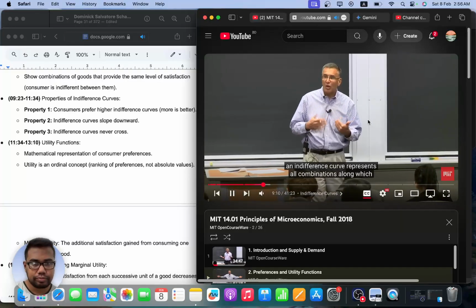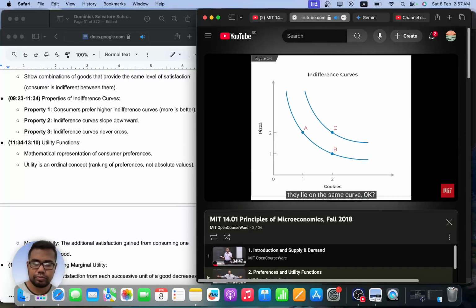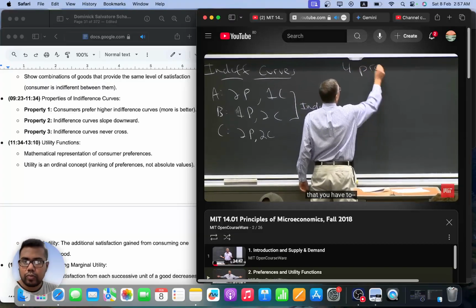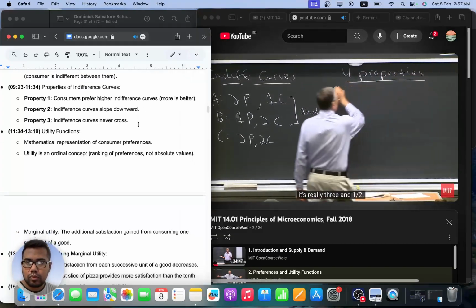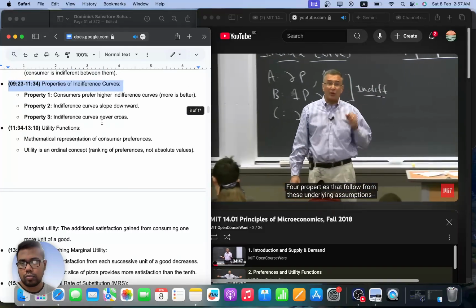An indifference curve represents all combinations along which you are indifferent. You are indifferent between A and B, therefore they lie on the same curve. Okay? So that's our preference map, our indifference curves. And these indifference curves are going to have 4 properties that follow naturally from this. That's really 3.5. The third and fourth are pretty much the same, but I like to write them out as 4. 4 properties that follow from these underlying assumptions.